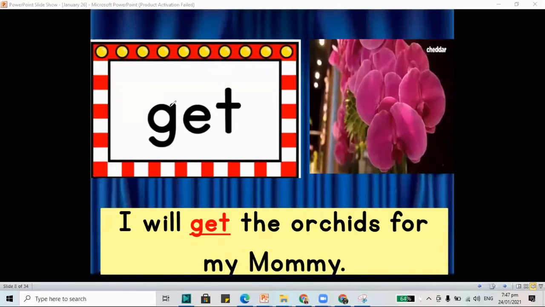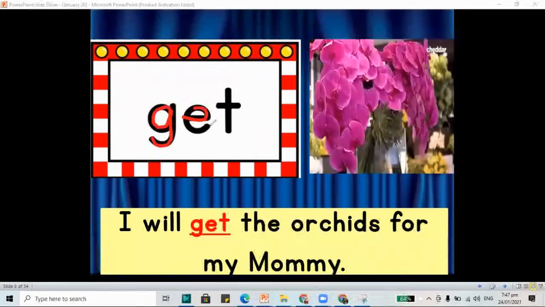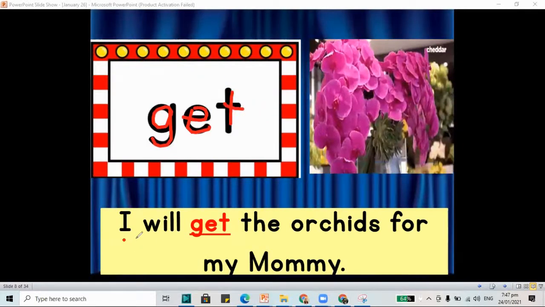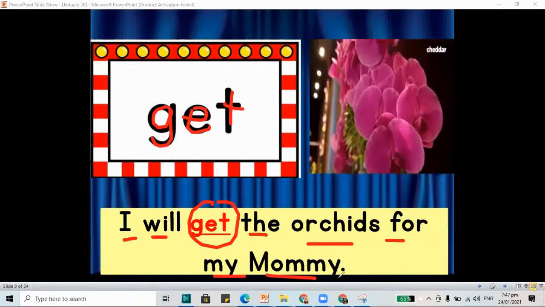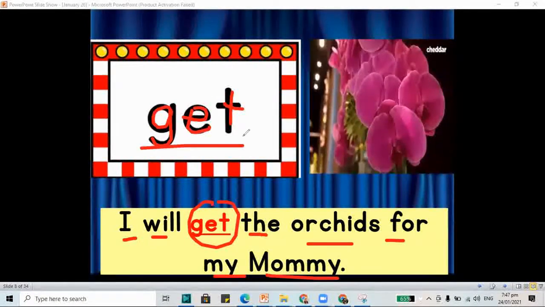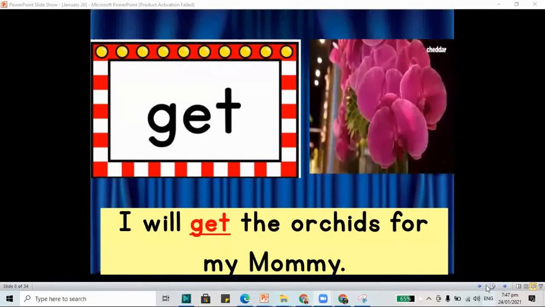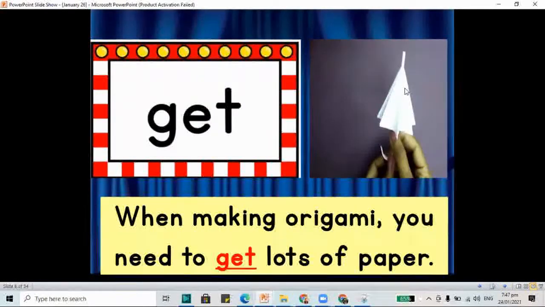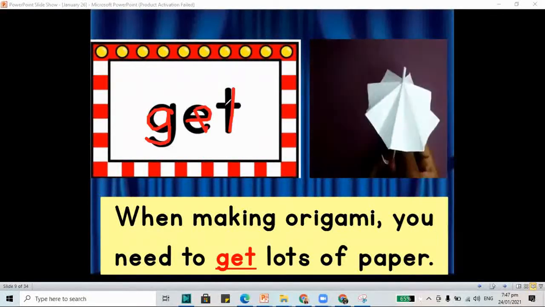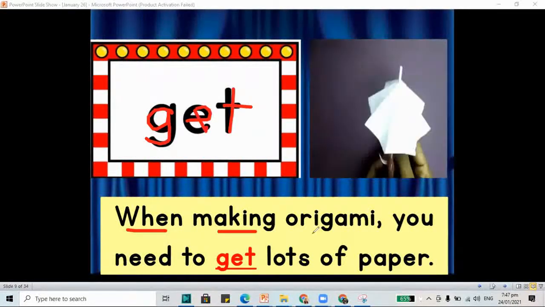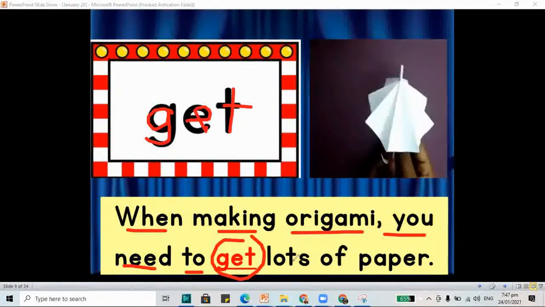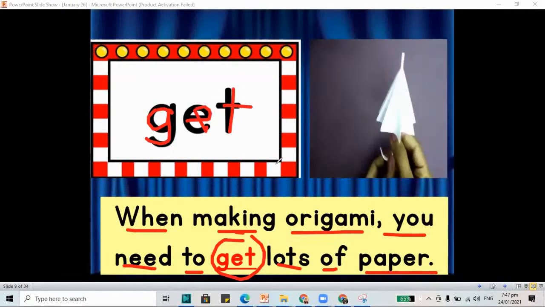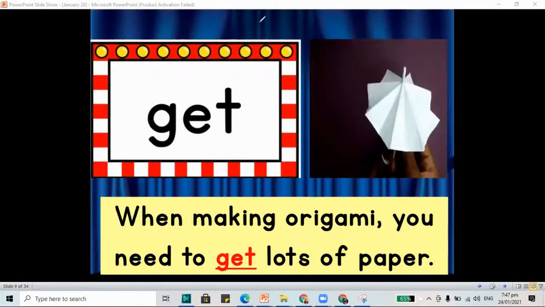Next one. How about another sentence? We have the word get again. G, E, and the letter T, get. I will get the orchids for my mommy. That's get. And the last sentence also, we have get. G, E, and the letter T, get. When making origami, you need to get lots of paper. Our word is get.